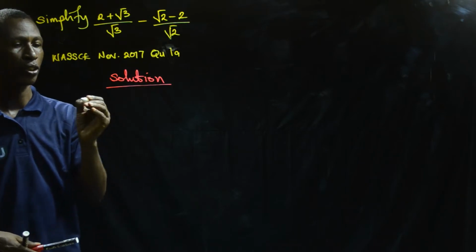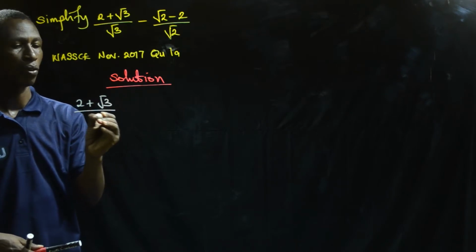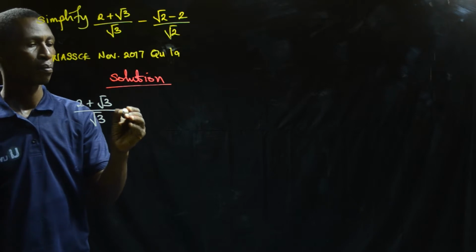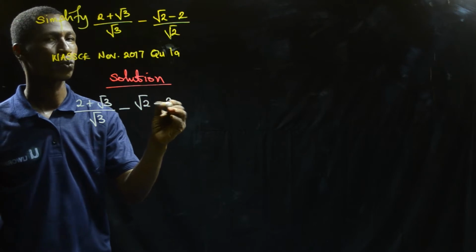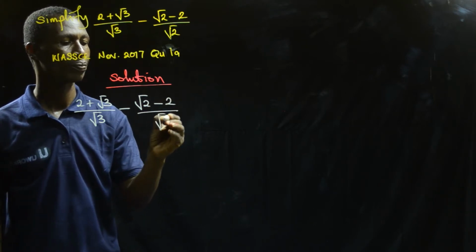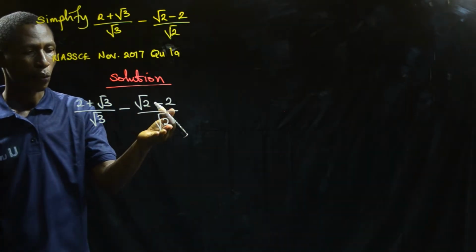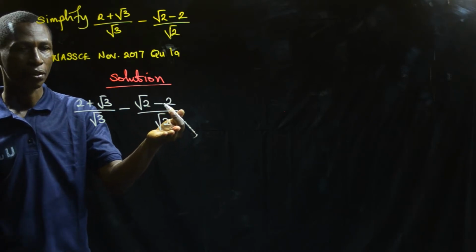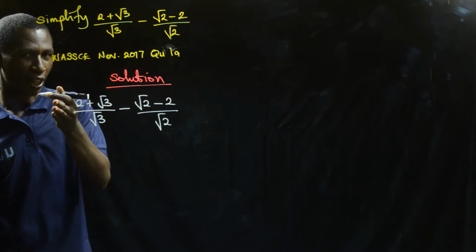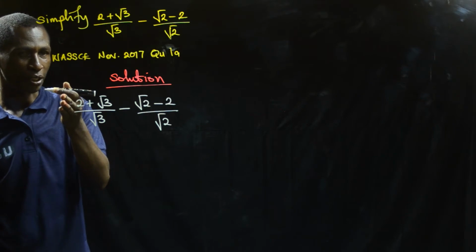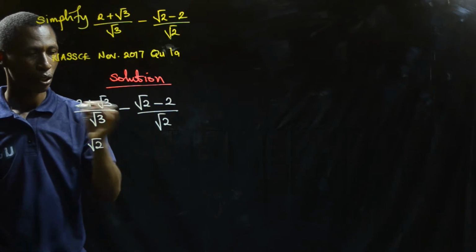write the question again. So I've gotten my (2 plus root 3) on root 3 minus (root 2 minus 2) all on root 2. As usual, as we did in a previous one, whatever is on the right hand side fraction, the denominator, will multiply the numerator of the second fraction, that's the left hand side. So I'm going to get root 2 coming down here.